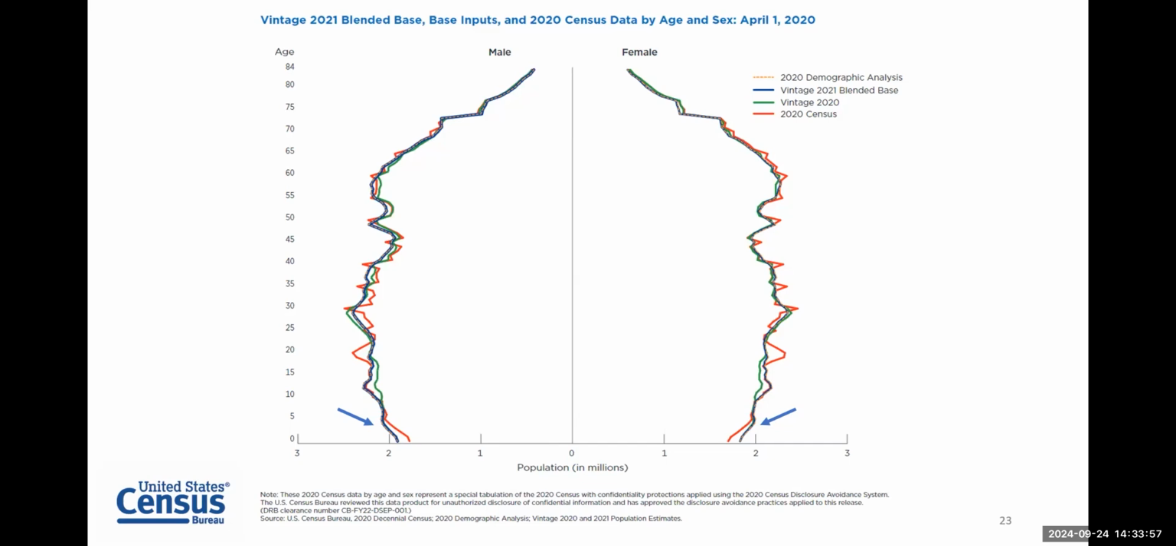It's important because, as you remember, the estimates are used for allocating trillions of dollars of funding over the decade. They're also used as controls for the ACS, CPS, and all of our demographic surveys. So by improving that in the population estimates, it can have a big impact in improving data for young children and other sources.